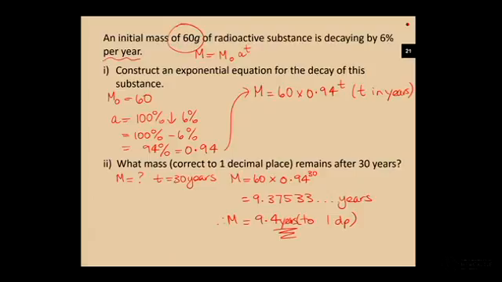That's not in years, is it, Justin? Justin, what are you going to tell me? That's the mass. So forget that, it's not in years. The mass is in grams.